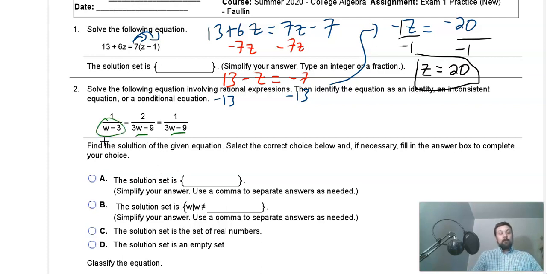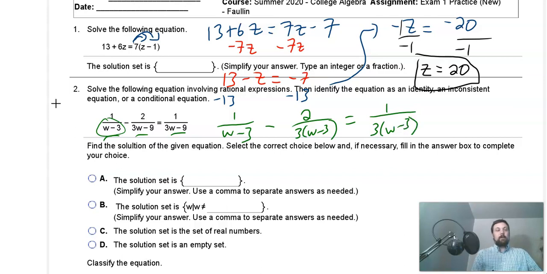The first one can't be factored. It's just w minus 3. So you want to factor all three of them, but I didn't underline the first one because, again, my mind just automatically checked it off my list. It can't be factored. It's just w minus 3. So I'm just going to copy that over. 1 over w minus 3 minus 2 over, this can be factored by factoring out a common factor of 3. So I'll factor out a 3, and I'll get w minus 3 left over from that, equals 1 over, same thing here. Factor out a 3, we get w minus 3 left over.